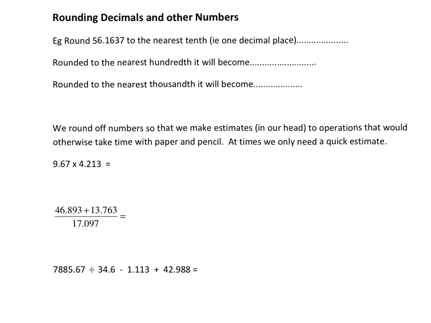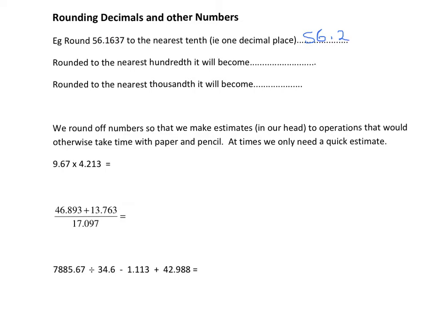If we want to round decimals and other numbers, for instance, if we round off 56.1637 to the nearest tenth, that means we're rounding off to the first decimal place after the decimal point, and the number would round off to 56.2, because the 6 in the hundredths position will round up the tenths position to a 2.